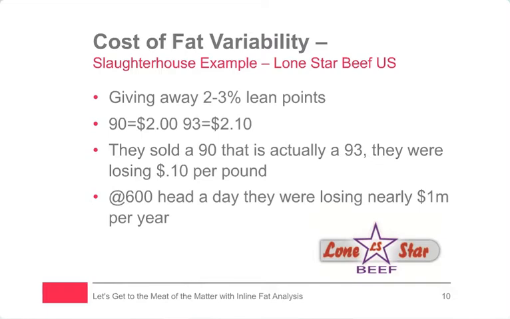Now, a 93, being a leaner product, carried a higher value. So every time they sold a 90 and gave away a 93, they were losing nearly 10 cents a pound. When you scale this up across the overall production volumes of the business, based on 600 head a day, it equated to a loss of nearly $1 million per year.